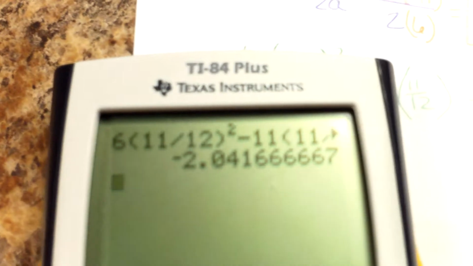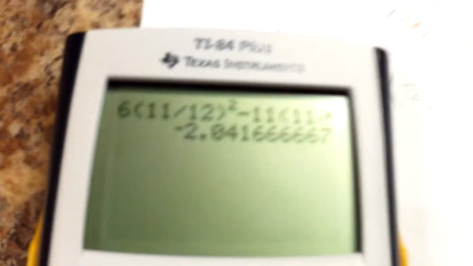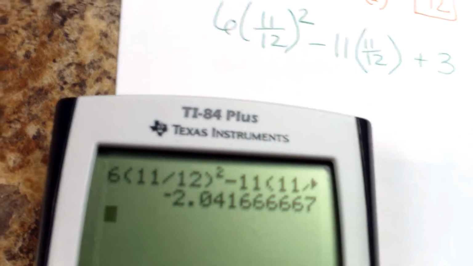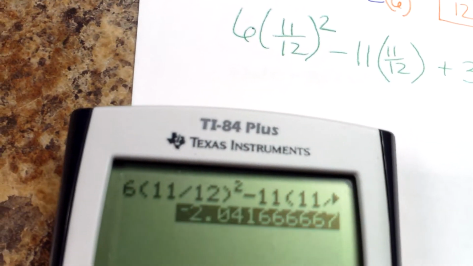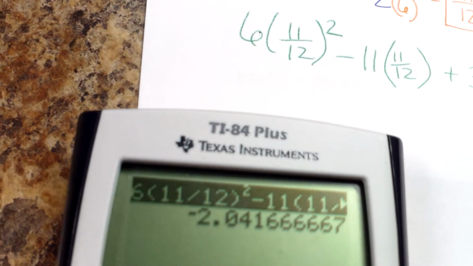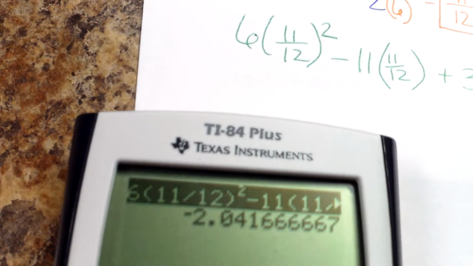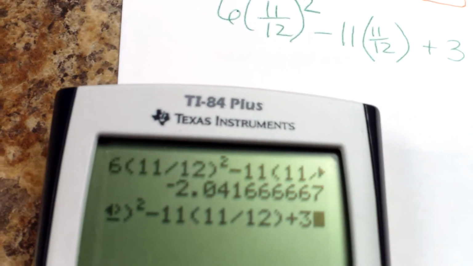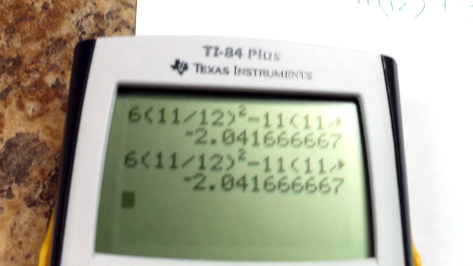Alright, so I'm trying to take off the glare. So I plugged in this part in the calculator. You can't really see it, but let me go up here. 6, 11 over 12 squared minus 11 times 11 over 12 plus 3. And when we press enter, we get a decimal.